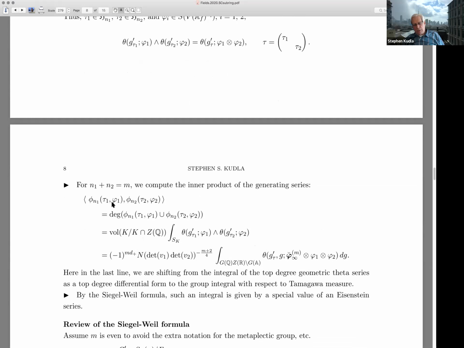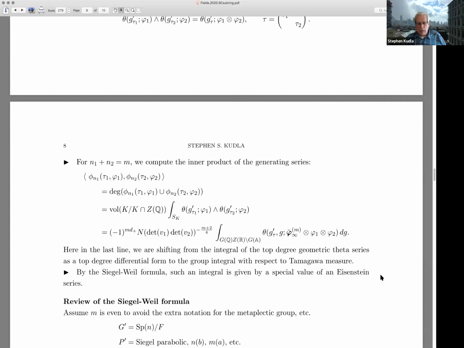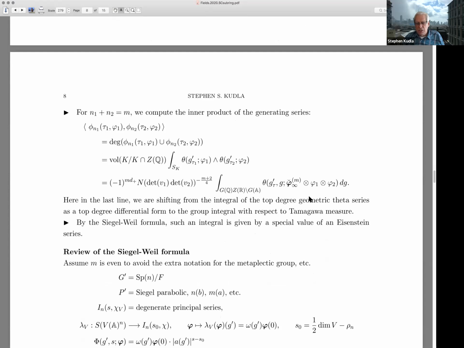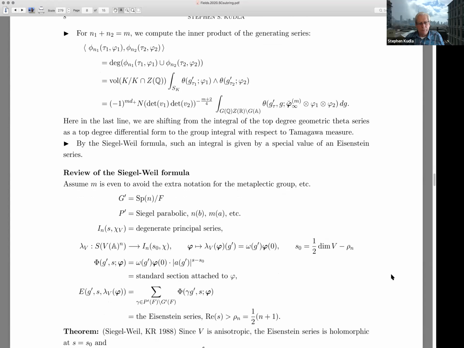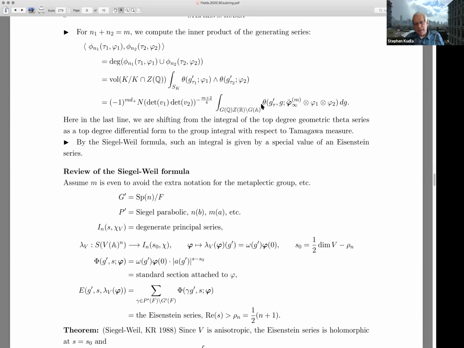In other words, because of the old work with Millson, I can actually write down these cup products as integrals of theta functions like this. But now the key point is that the Siegel-Weil formula describes such an integral of a theta function as a special value of an Eisenstein series. And so for this, how are we doing on time? Okay, pretty good. So I'm interested now in computing this thing here. And so the Siegel-Weil formula will give us this.